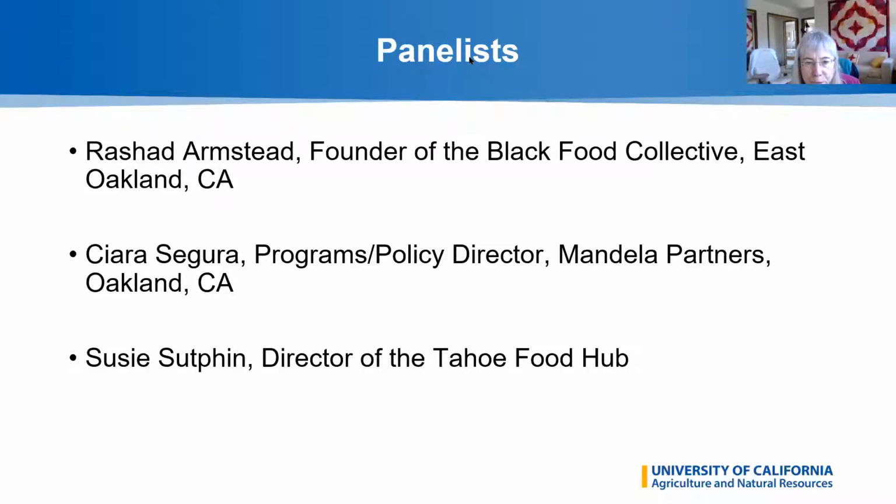Then right after that will be Sierra Segura, who is the program and policy director. Actually, she is now the co-director of Mandela Partners. She leads the strategy and evaluation for Mandela Partners food access programs and oversees the operation for Mandela Partners in-house food hub, Mandela Produce Distribution. She also manages key partnerships with government agencies and community-based organizations, and she supports policy initiatives that uplift local food economies.